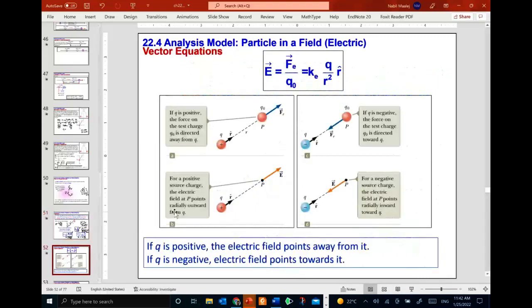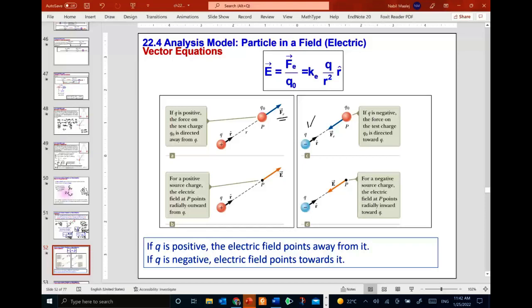Okay, so if the charge is positive, Q is positive, if you bring a test charge close to it, it will experience a force. It's pointing away. It's a force of repulsion. Hence, the electric field is pointing in the same direction. So we can say, as a general rule, the electric field is always pointing away from a positive charge. The electric field is always pointing away from a positive charge.